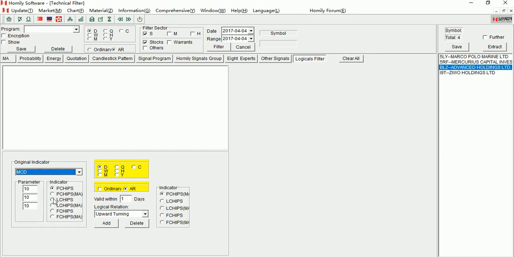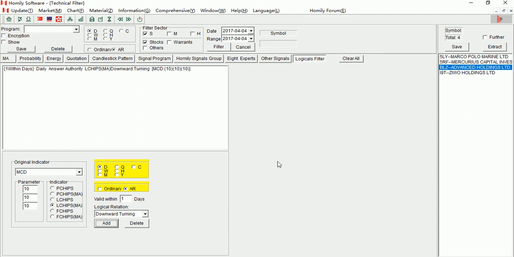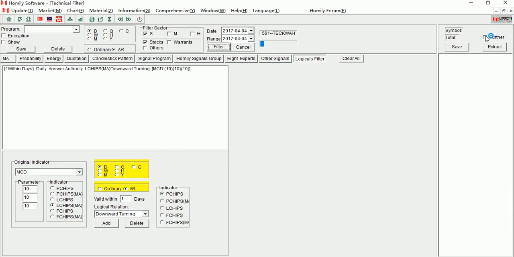Okay, so the first condition: chips moving average within 1 day, downward turning, click add. This is the first one for filtering the A pattern stock. So we just click filter. Let's check whether we can filter some stocks or not. If we cannot, we use another one.